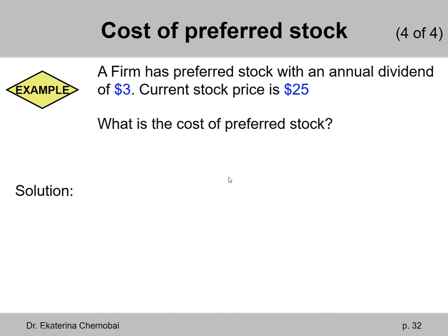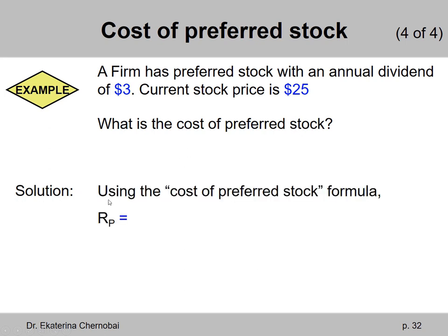Let's look at this example. A firm has preferred stock with an annual dividend of $3. Current stock price is $25. What is the cost of preferred stock? Solution, using the cost of preferred stock formula, RP, which is the cost of preferred stock notation, equals dividend D divided by price per share today, capital P subscript 0.